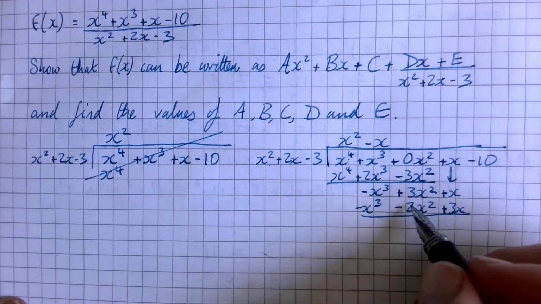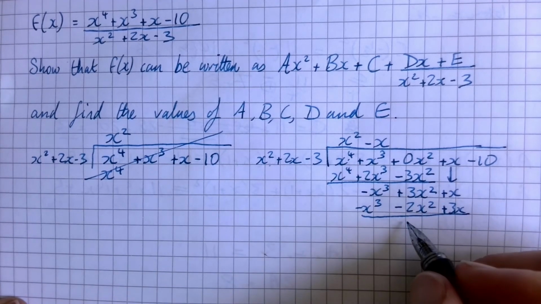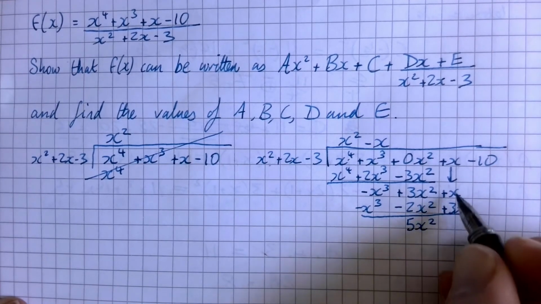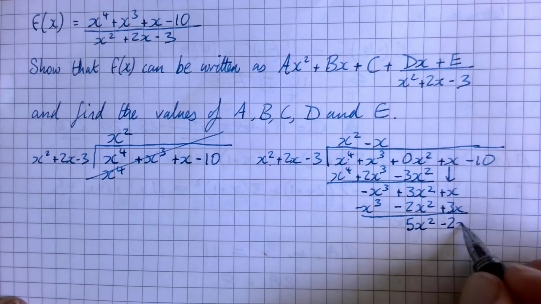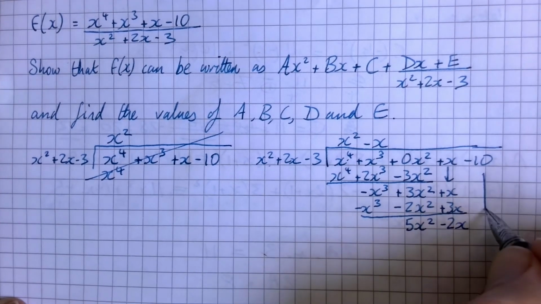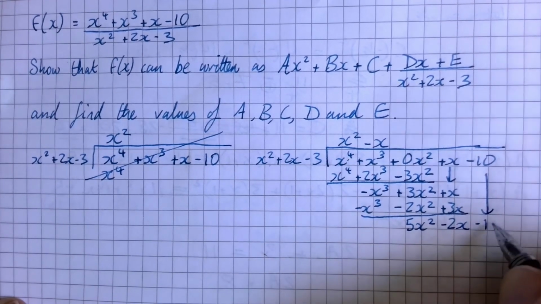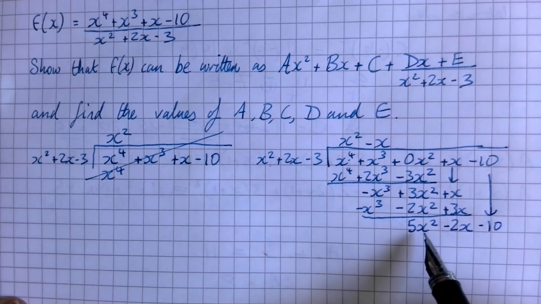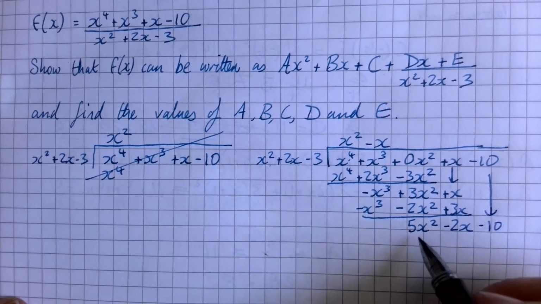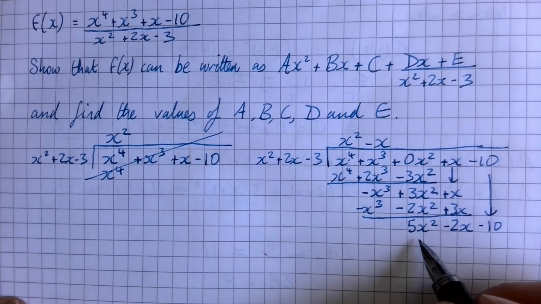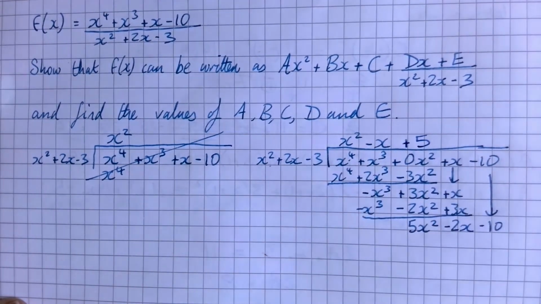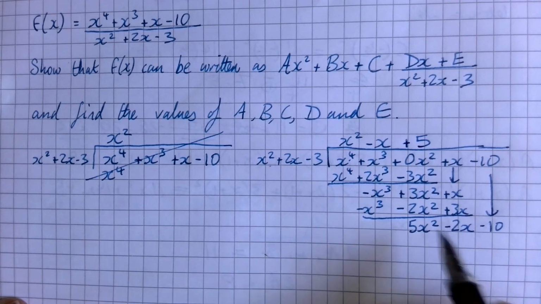When I take negative 2, that's adding it, isn't it? So that gets me 5x squared. When I take 3x, that's going to give me negative 2x. Then I'm going to drop that 10 down, and we're going to do x squared into 5x squared, which is going to give me plus 5, and then that's all I have to do there.